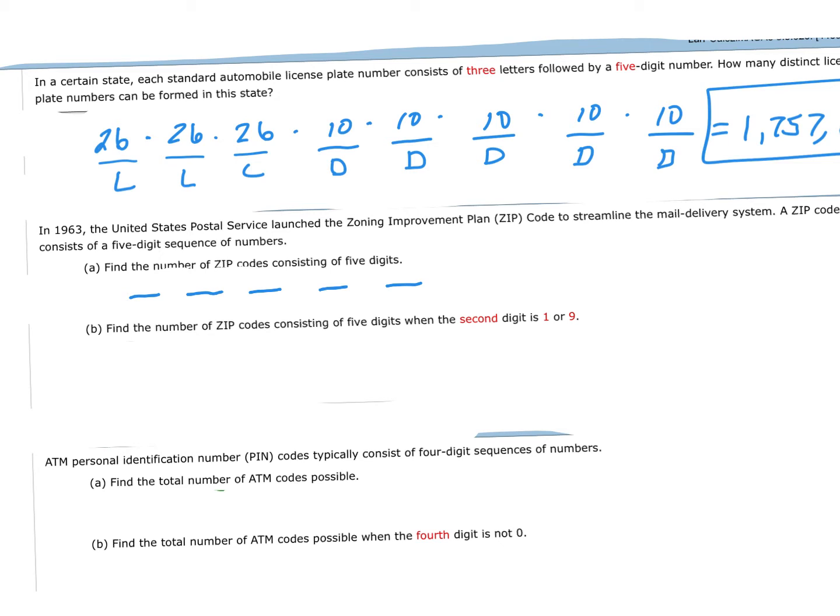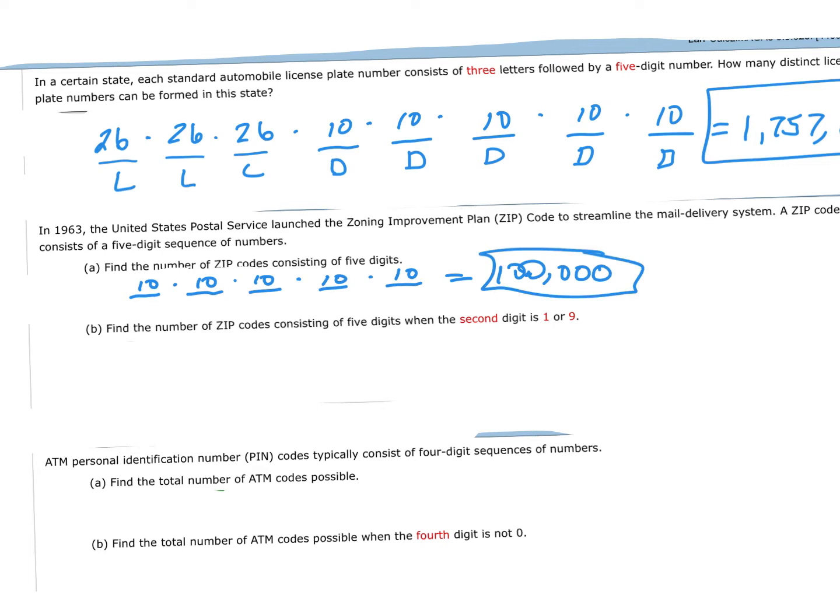So how many digits are there, 0 through 9? 10. And then how many? 10. And then how many? 10. And then how many? 10. We multiply all those together, and we get what? 100,000. Very good.